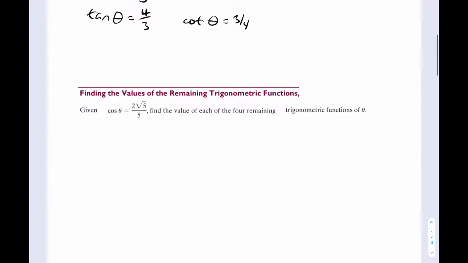Next example. Given cosine theta is 2 root 5 over 5, find each of the 4 remaining trig functions. So hopefully you can realize what's wrong with this question. I put this intentionally. Let's cross out that 4. There are actually 5 remaining trig functions. And to do this, what we're going to do is draw a triangle. So do the exact same kind of process as last time.